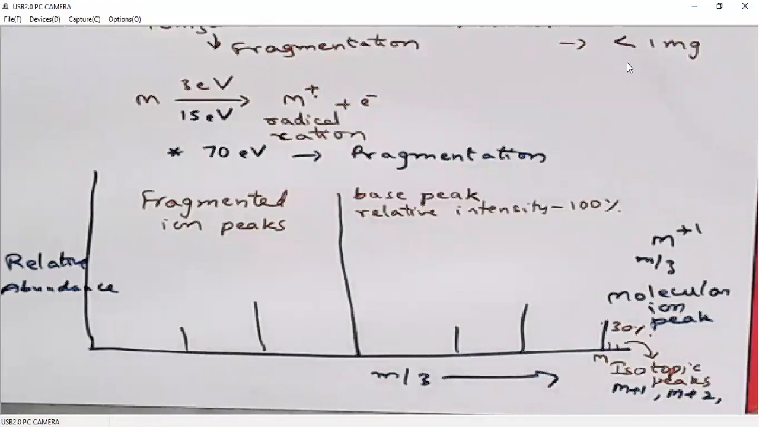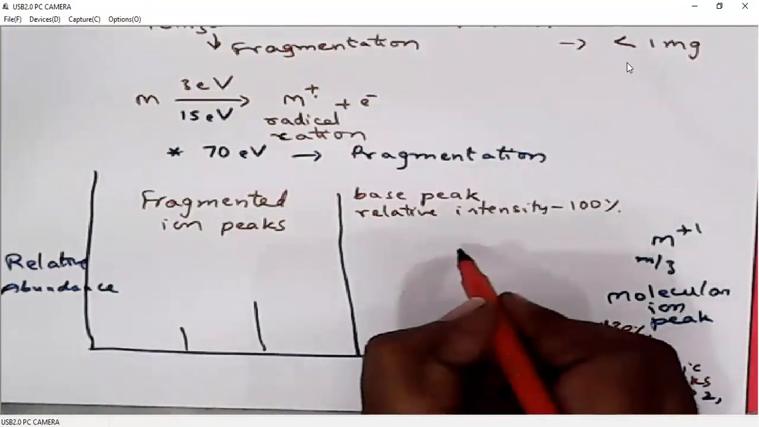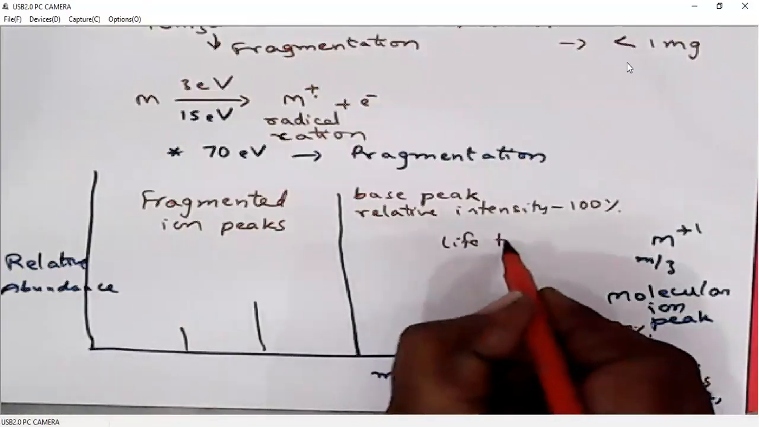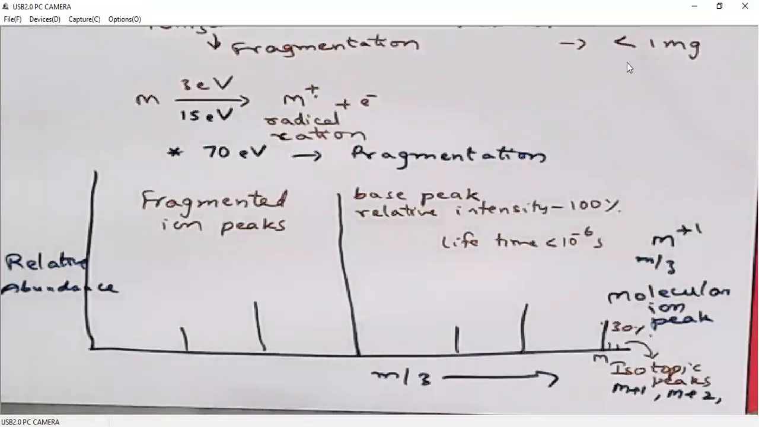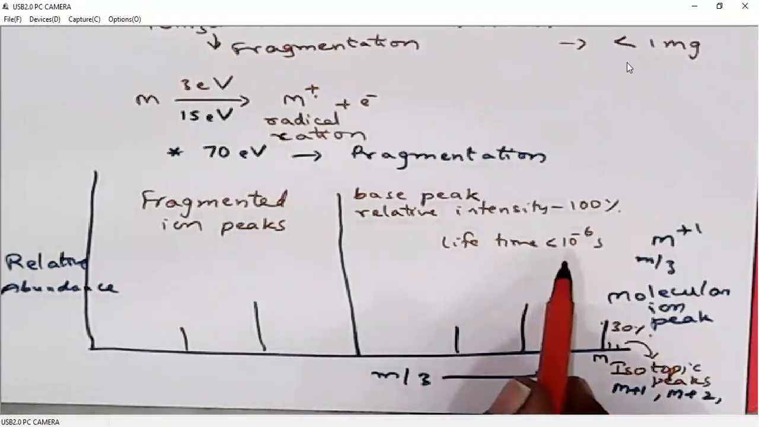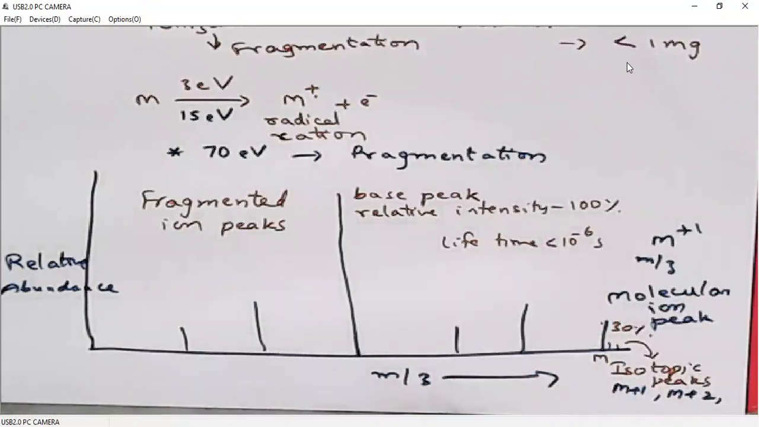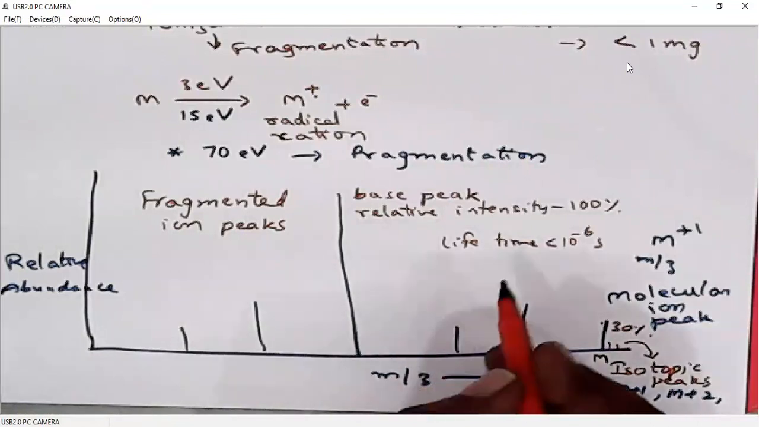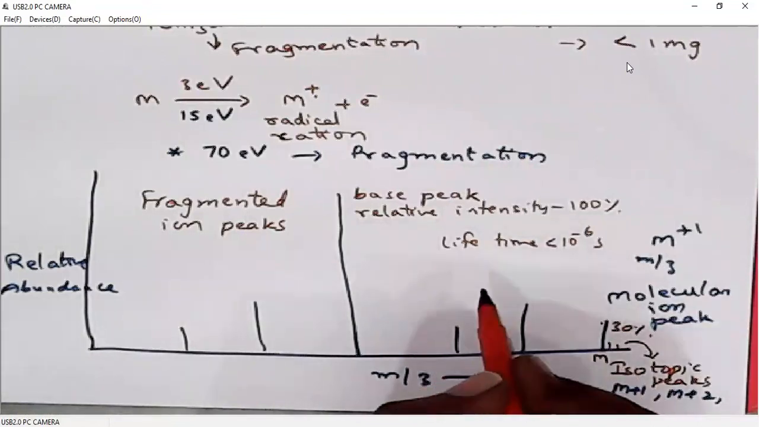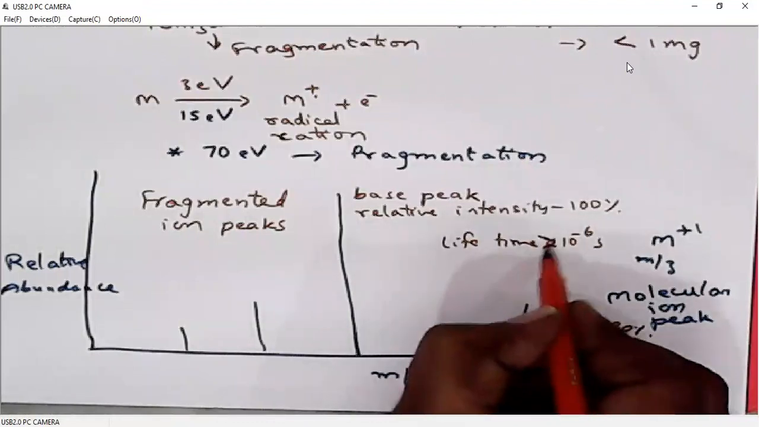Generally, these fragmentation peaks will have a lifetime of less than 10 power minus 6 seconds. So the generated molecular ion or fragment ions will have a lifetime of 10 power minus 6 seconds, so that they can easily reach the detector. But if the lifetime is generally greater than 10 power minus 6.